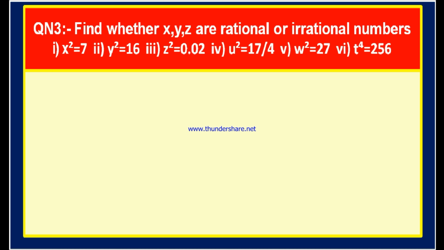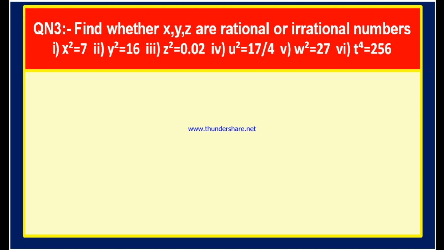If we observe all these bits, we have been given the values of x square, y square, z square, u square, w square and t power 4. These x, y, z, w or u and t are variables. Now we have to verify whether all these 6 values are either rational numbers or irrational numbers. We have to check.